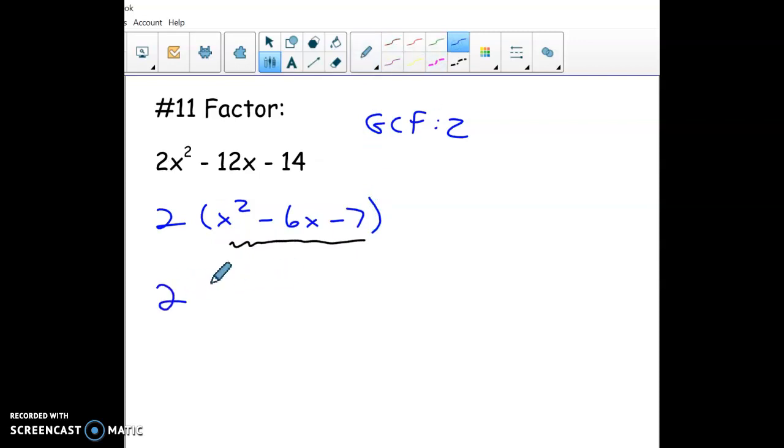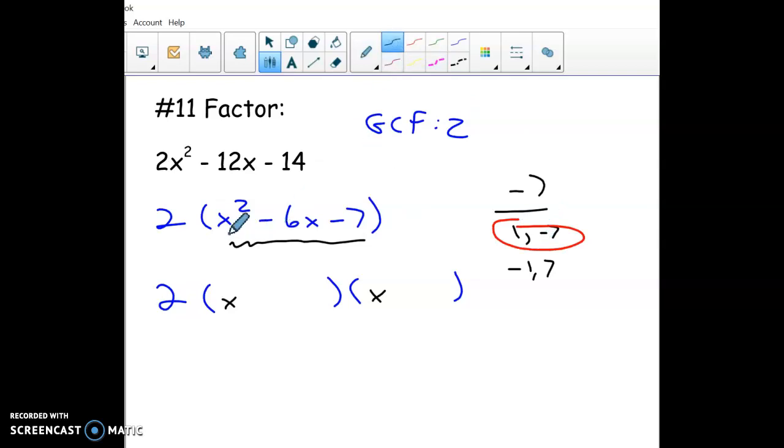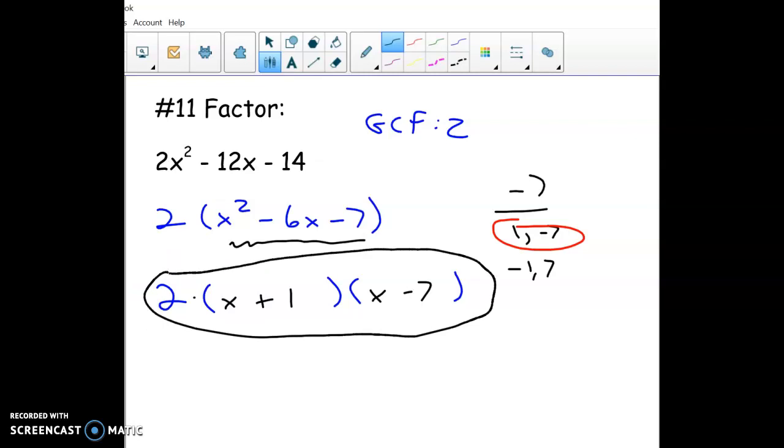So we'll have a 2 in front, and then the part that's underlined in black, it's going to be x and x for the x squared, and then multiply to -7 and add to -6. So our only choices for -7 would be 1, -7, or -1, +7. And to make -6, that's the pair we want. So this part in black will be x plus 1 and x minus 7, right? And combined with the times 2, that's our full answer right there. And that's that whole thing split apart.